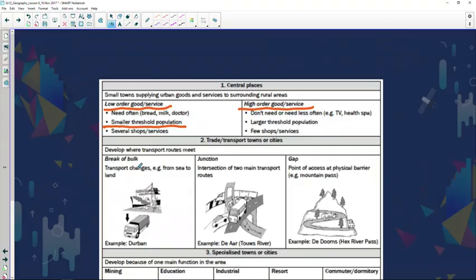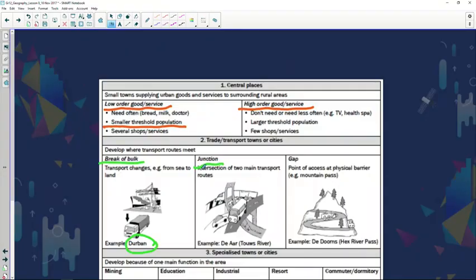Now, we have three of them. The first one is a break of bulk settlement. Very importantly over here, it's quite easy to remember. It's when the mode of transport changes. Durban is your best example. Durban's got a harbour, so what happens? Goods arrive in one form of transport and leave Durban in another. For instance, let's say goods are being imported from China, it arrives at Durban, from the harbour it's loaded onto trucks and is then transported to Gauteng.